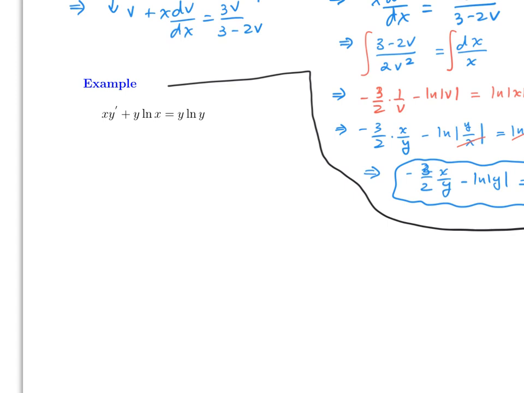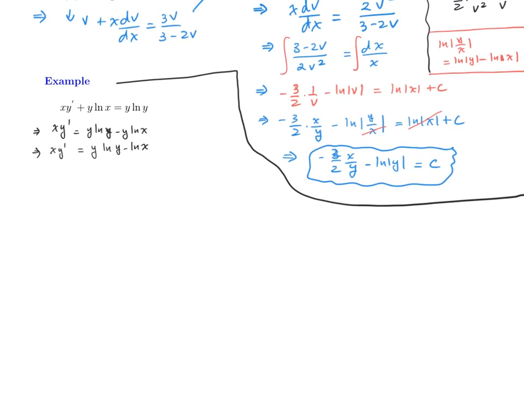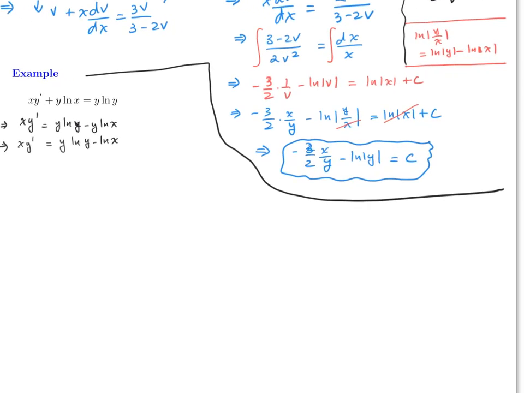Okay, for this problem, first let's try to have y prime by itself, so we subtract y ln x. Notice that here you can factor y, so this will be ln y minus ln x by using this same formula from precalculus. You can go from here to here, you can go from here to here too. So therefore, here we factor the y.